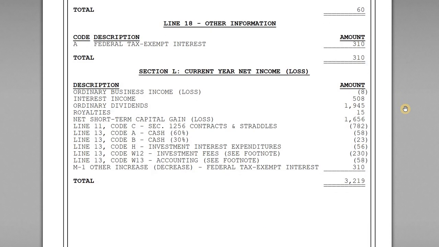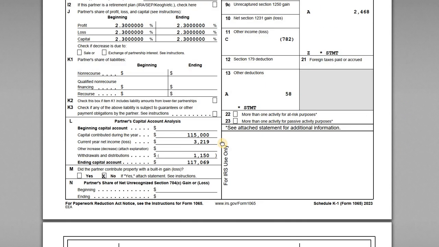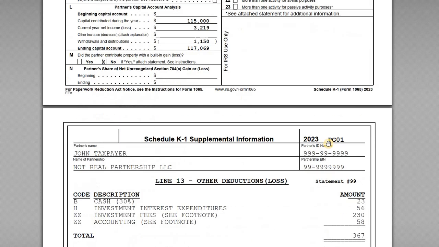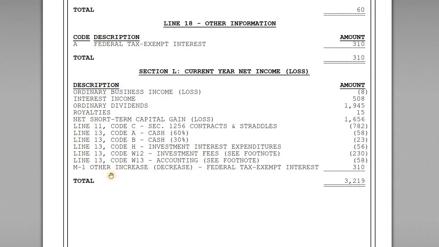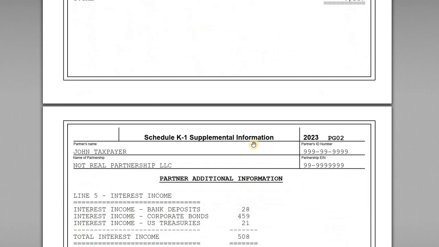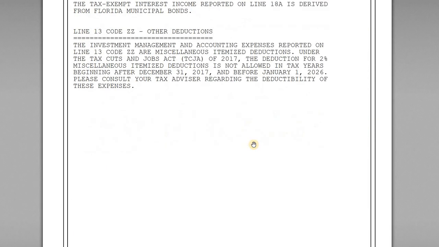Okay, so the current year income or loss rec, 3219, that's what's being reported up here in item L. This reconciliation just shows us how all these amounts came together in arriving at that current year net income or loss. So all the ordinary business income, the interest, the different cash contributions that are deductions, the 1256 contracts, and so on. All right, so now if we go on down, we've covered that footnote.